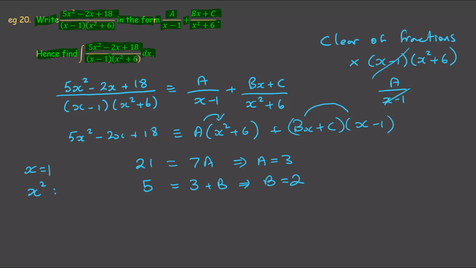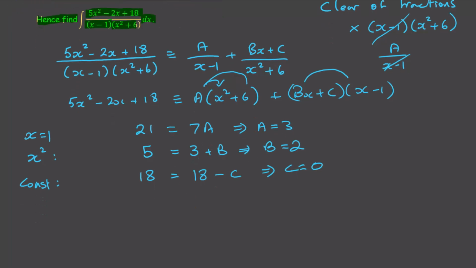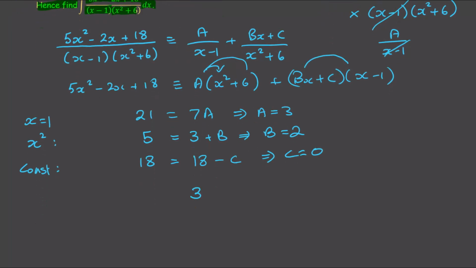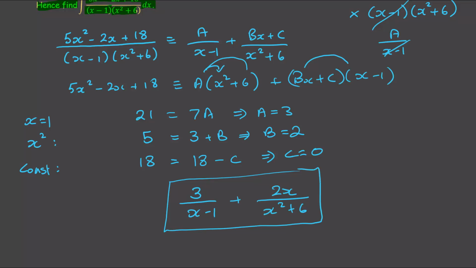We've got a and b, we just want c. Could be an idea just to look at the constant terms. So on the left we've got 18. Over here we would have 6 times a, but a is equal to 3, and so that would be 18. And then we've got take away c. Well, that tells me that c is equal to 0. And therefore, what we have is 3/(x − 1) + 2x/(x² + 6). And that is our decomposed form.